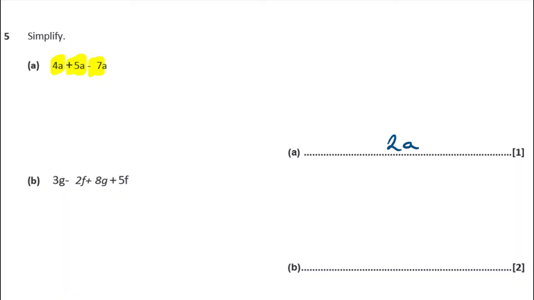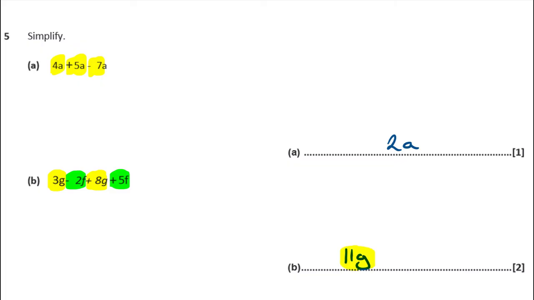Now, the second one though, I've got different types of terms here. I've got terms in g, I've got 3g and positive 8g here, and I've also got terms in f. I've got minus 2f and I've got positive 5f. So if I want to simplify these, I need to collect the like terms together. So the 3g and the 8g added together gives me 11g, doesn't it? 3g and 8g gives me 11g.